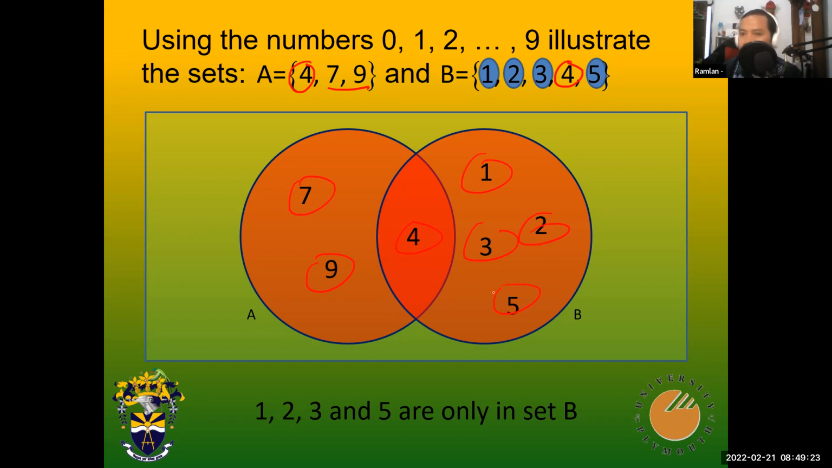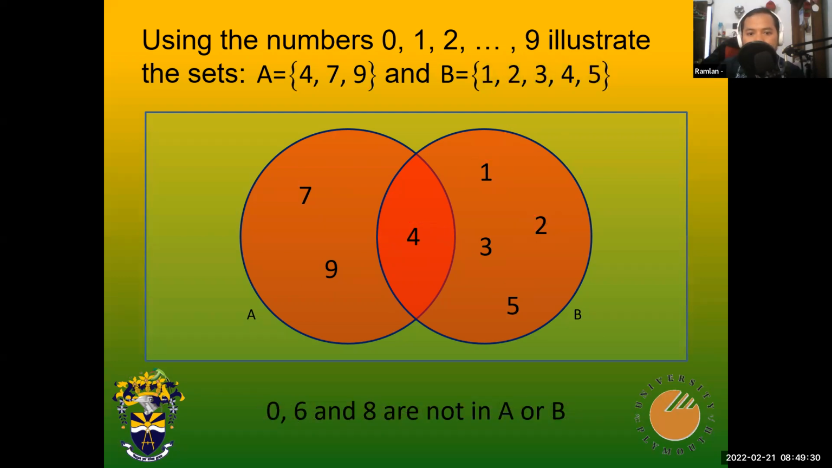Okay, so that's the first one. If you hopefully still remember. And then actually, guys, if we have more than that, okay, 0, 6, because here it said that using the numbers 0 until 9, right? You haven't seen some numbers, which are 0, 6, and 8. So 0, 6, and 8, we put outside.